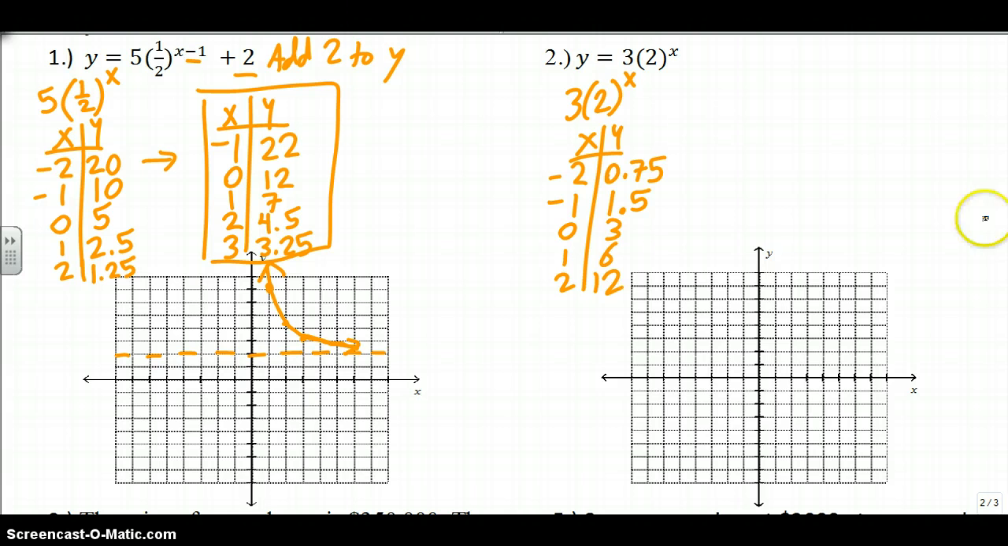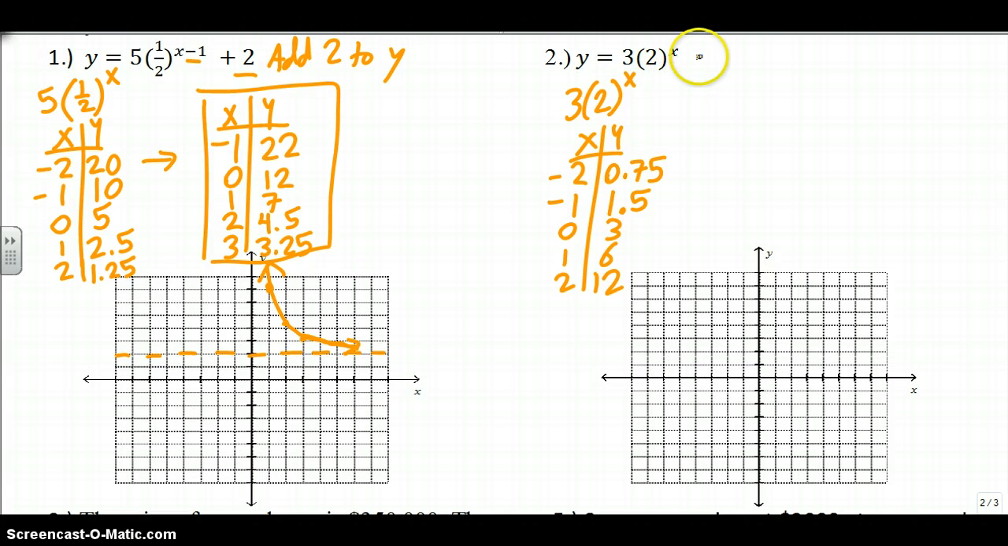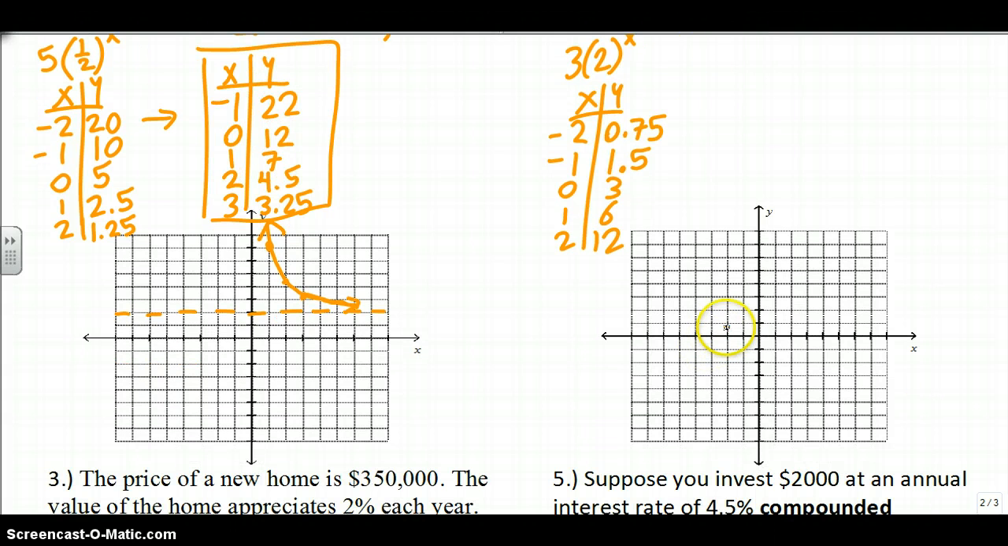Okay? Notice this time there is no shifting. There's nothing added on to the x, and there's nothing added on at the end. That's it. Graph that t-table. -2, 0.75 is right there. -1, 1.5 is right there. 0, 3, 1, 6. And there you go. Once again, your horizontal asymptote is just y equals 0, since there was no up or down movement.